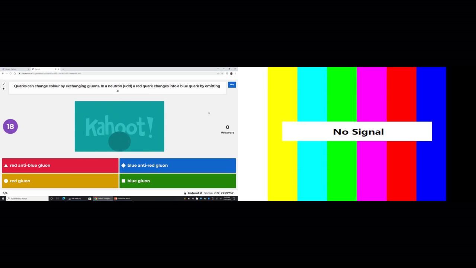All right, we've got another quiz question as well. Quarks can change color by exchanging gluons. In a neutron, up, up, down, a red quark changes into a blue quark by emitting what? How would you change from red to blue? Would you emit a red anti-blue, or a blue anti-red, or a red or a blue to change from red to blue?